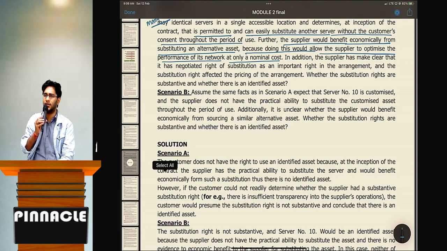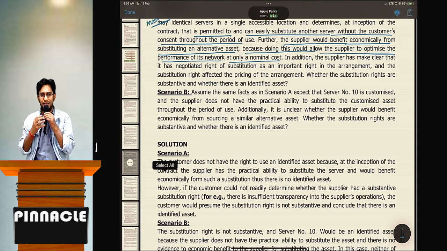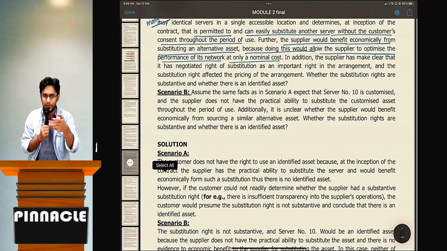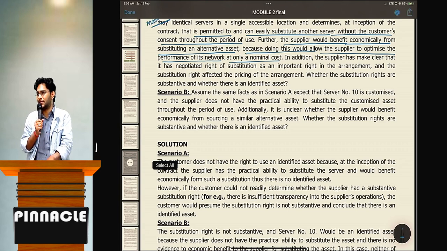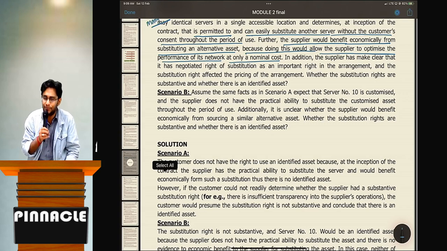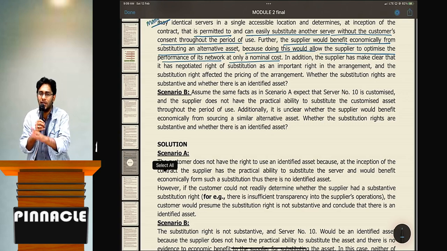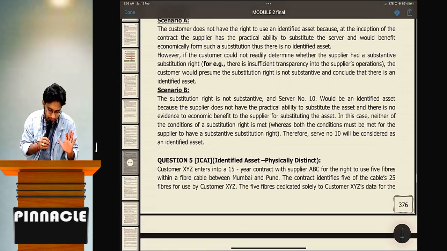What is this case? In this case, I have been given a dedicated server which is customized. He has a right to substitute, all that is there, but the chance of substitution is very, very less because his ability to substitute is less. Why? This is a customized asset. Moreover, whether he will really benefit economically from this or not, we also cannot say. Therefore, our two conditions are not satisfied. Our two conditions fail. The substitution right is there, but it is not substantive. If it is not substantive, there is an identified asset. That's all.